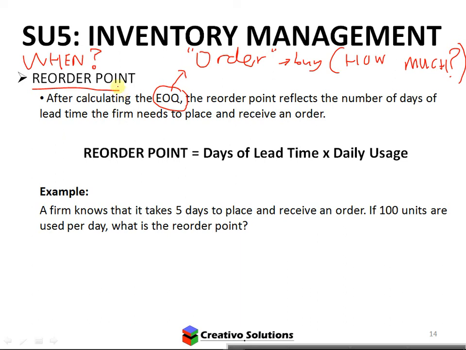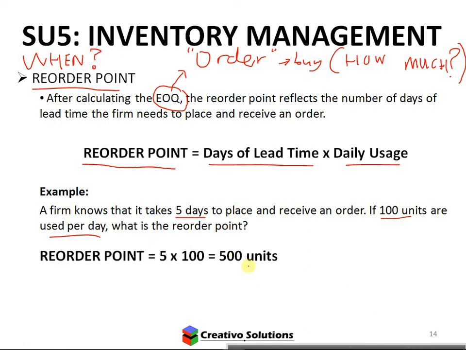shareholders. So how do I calculate reorder point? It's the lead time times the usage. Again, it could be days with days, months with months, years with years. So reorder point is the lead time times the usage. So when would this company place an order? Well, the firm knows that it takes 5 days to place and receive an order. If 100 units are used per day, then what would the reorder point be? 5 times 100, exactly.